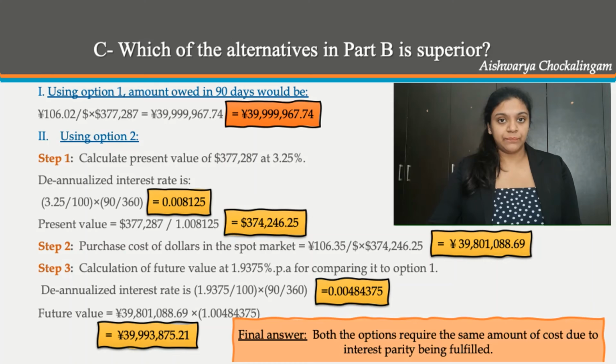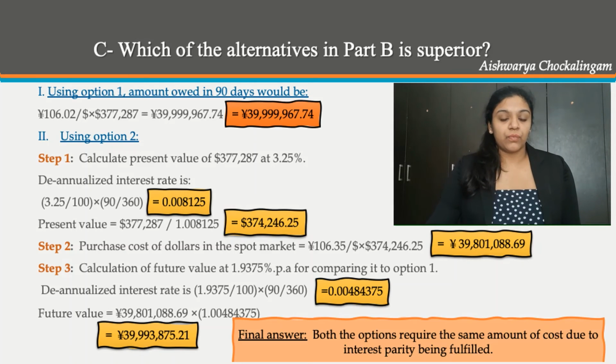And now we can easily calculate the present value, which will be future value divided by 1 plus r raised to t, which will be $377,287 divided by 1 plus 0.008125, which will give us a total of $374,246.25, which will be the present value.